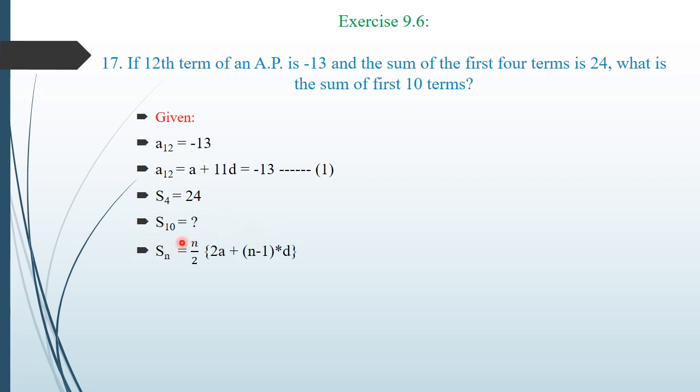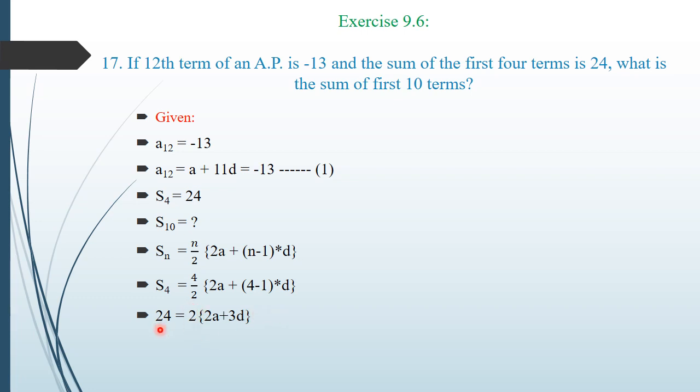Now Sn can be represented as n by 2 into 2a plus n minus 1 into d. I'll take this information, that S4 is equal to 24, and put it in this equation. Therefore S4 is equal to, in place of n it will be 4 here, that is 4 by 2 into 2a plus 4 minus 1 into d. I am given this S4, that is 24, equal to 4 by 2, which is 2, into 2a plus 3d, since 4 minus 1 is 3.